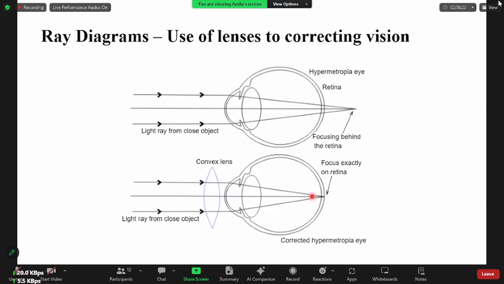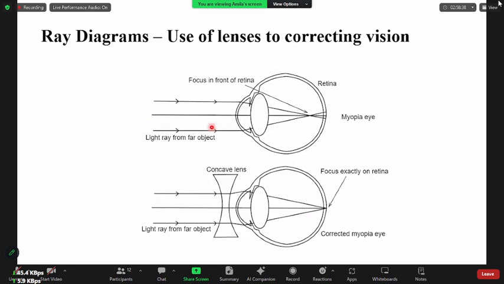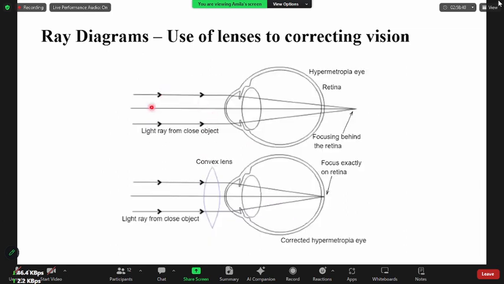Again, it depends on the power of the lens. That is why those properties, power and magnification, are things you need. So this is for people who can't see objects close to the eye, because the image forms somewhere behind the retina. Using a convex lens you can correct it.